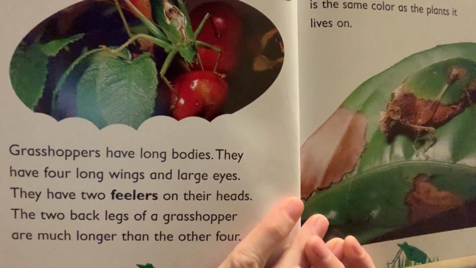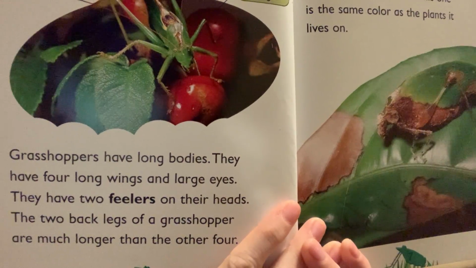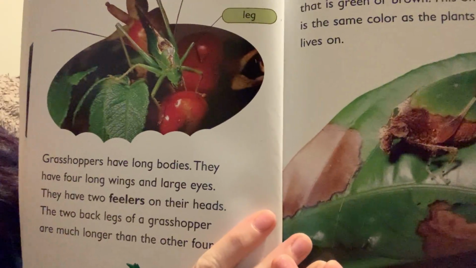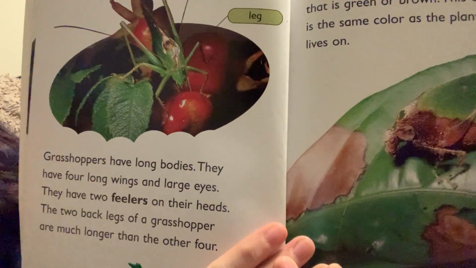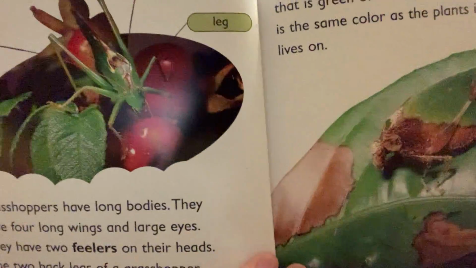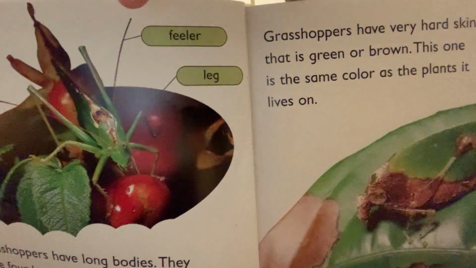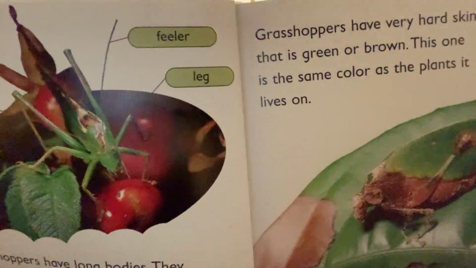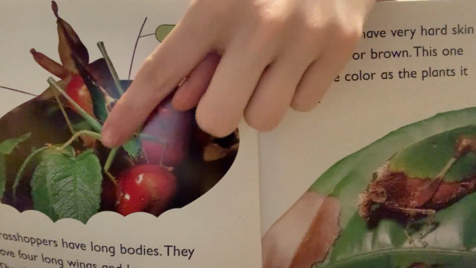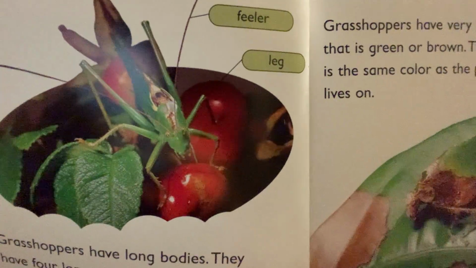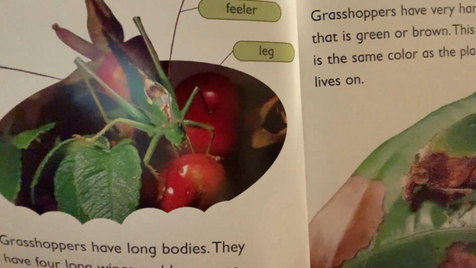Grasshoppers have long bodies. They have 4 long wings and large eyes. They have 2 feelers on their heads, and the 2 back legs of a grasshopper are much longer than the others. So at the top, they kind of look like antennas. Those are feelers. I know that because it says it right here. And their legs, oh wow, yeah, they do have really big legs. Well, only in the back. Their back legs are really big. That's probably for jumping.